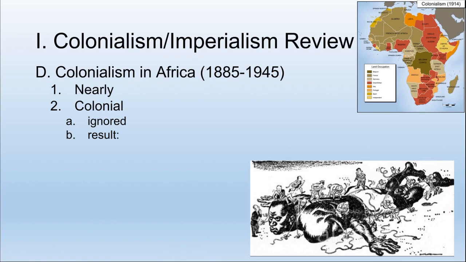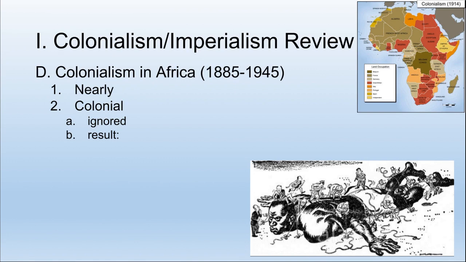The colonial boundaries are going to be created by the Europeans. And that's something important to note, that these boundaries are created by Europeans. They completely ignore traditional borders. They completely ignore tribal alliances and tribal conflicts. So they're going to ignore the traditional borders and where tribes are.